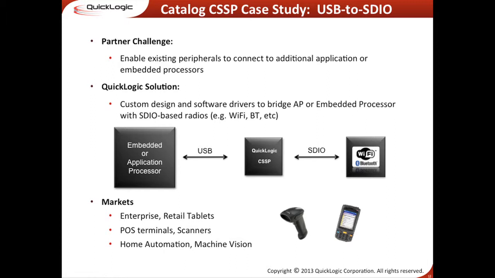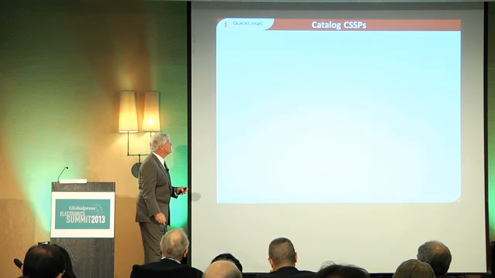And the markets here, you can see, are enterprise, retail, tablet, scanners. So what this enables us to do, while our CSSPs have really been geared for smartphones and tablets, is this: we know that there's a huge mobile enterprise market out there, and this Catalogue CSSP really gives us a way of partnering with companies much larger than us and being able to address a very highly fragmented market.